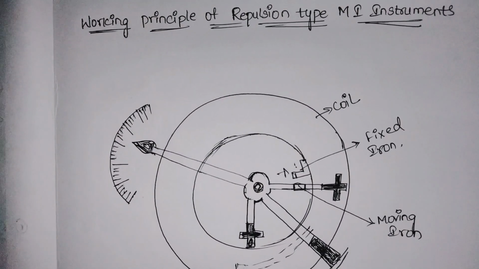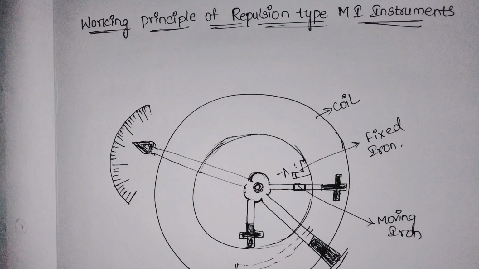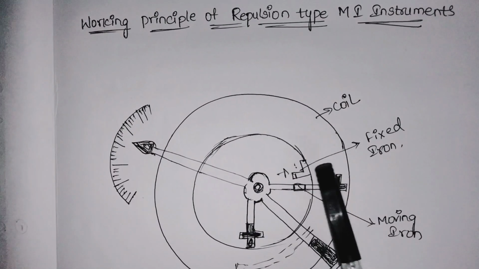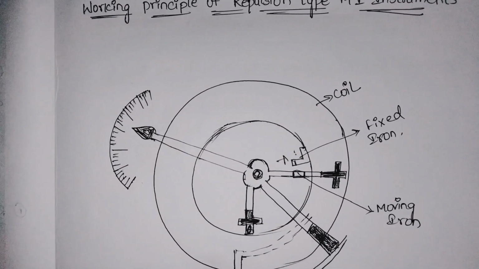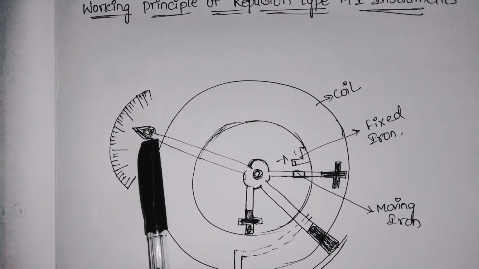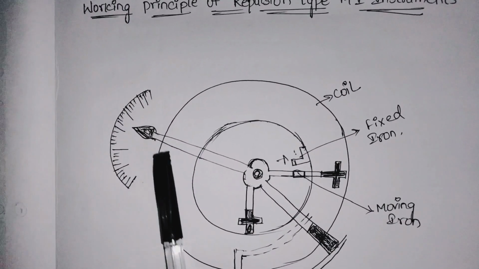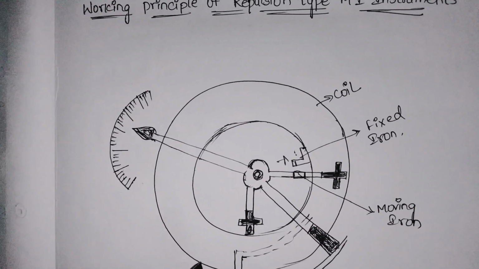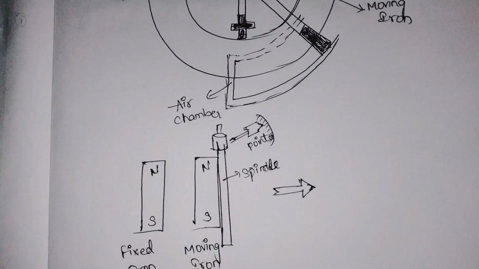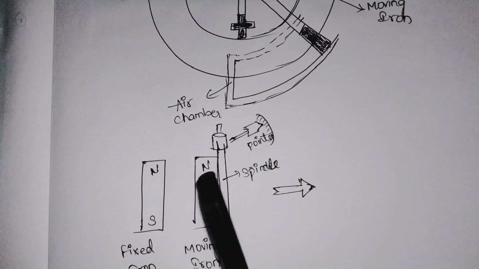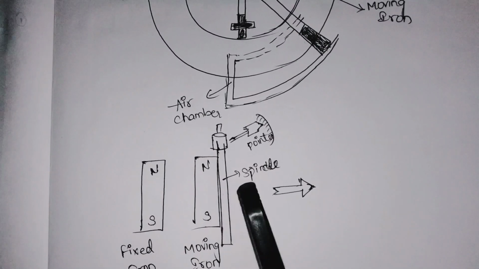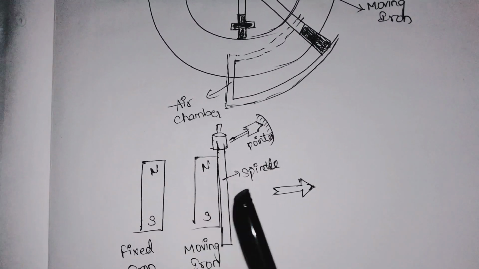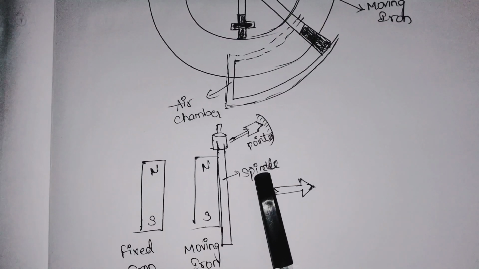Now coming to the working principle of repulsion type moving iron instruments. This is the fixed coil, A is the fixed iron and B is the movable iron. Air damping is provided in these repulsion type instruments. The pointer shows the deflection whenever a current passes through it. Initially, the current does not pass through the coil, hence the two vanes will touch each other. The pointer does not show any deflection. That is, the pointer will be at zero position.